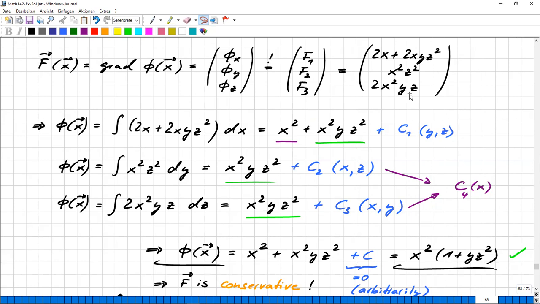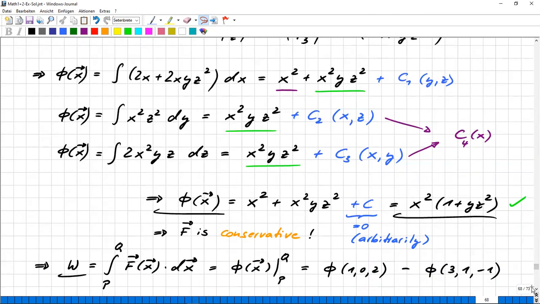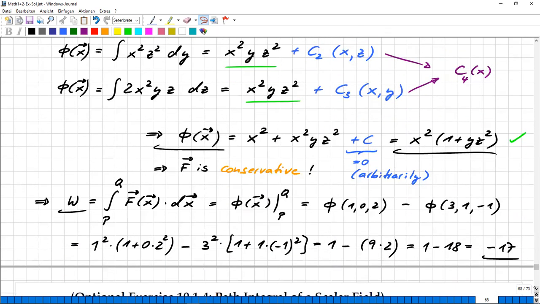So that was, you could say, the preparation. We found that f is conservative. We may now state that the path integral from point P in space to point Q in space need not be explicitly calculated, but can instead be evaluated by using the potential function, inserting starting and end point. Here I made a little mistake. I just corrected it some minutes ago.